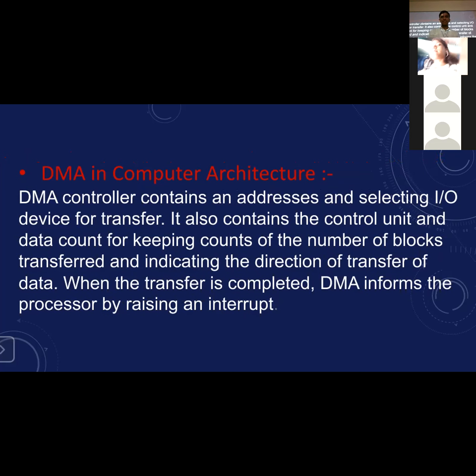DMA control contains addresses and selects input and output devices for transfer. It also contains the control unit and data count for taking counts of the number of blocks transferred and indicating the direction of transfer of the data. When the transfer is completed, DMA informs the processor by raising an interrupt.